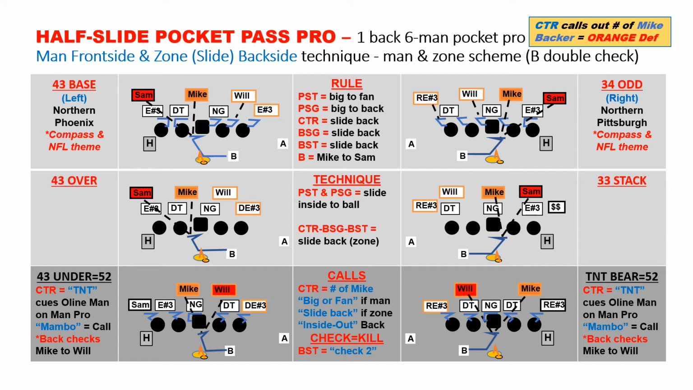And the back now is going to go Mike to the opposite side, the Will backer, Mike to Will. Again, when we get TNTs, we say we've got basically five-man fronts. So now we've got our five linemen just blocking the down D-line, and the back will double check the two backers left, going Mike now to Will. That's a TNT and a mambo call. Man on man, back opposite.